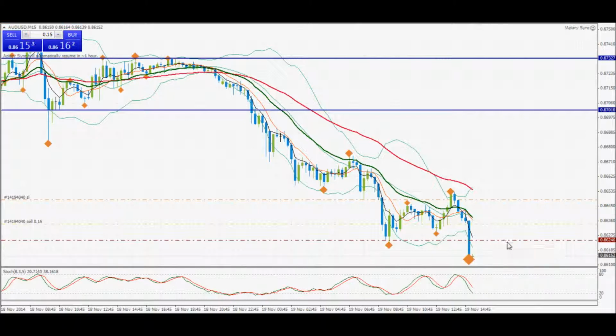This was another break in a key level. So this is another opportunity to get in short.